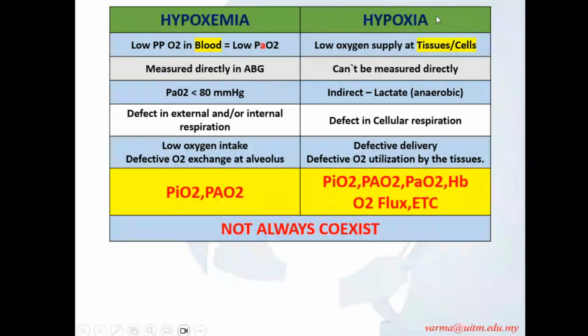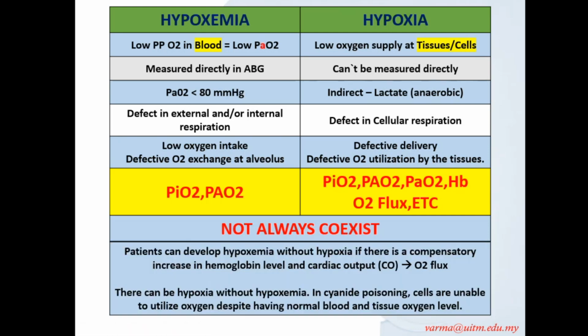Then we talked about hypoxemia versus hypoxia. Hypoxemia has low partial pressure of oxygen in the blood, so just low PaO2, whereas hypoxia has low oxygen supply at tissue and cells. Hypoxemia is because of low oxygen intake or defective oxygen exchange at the alveoli. It involves external and internal respiration, whereas hypoxia is a defect in cellular respiration, where it can be a defect in delivery or a defect in oxygen utilization. It does not always coexist. One can present in absence of the other condition as well.